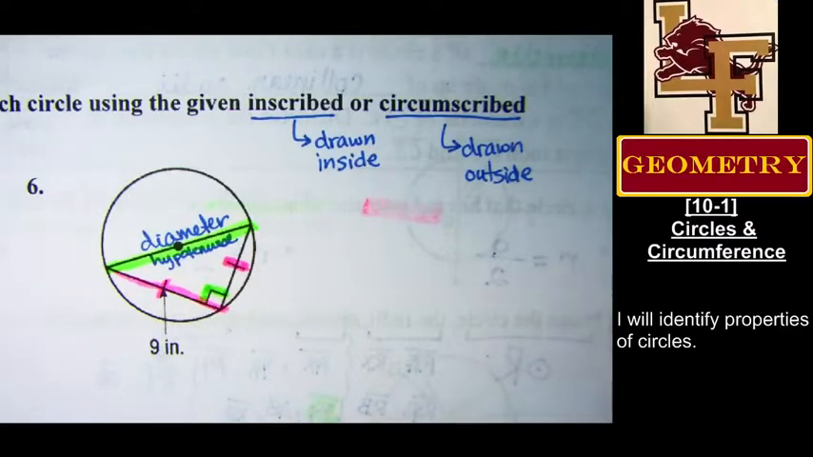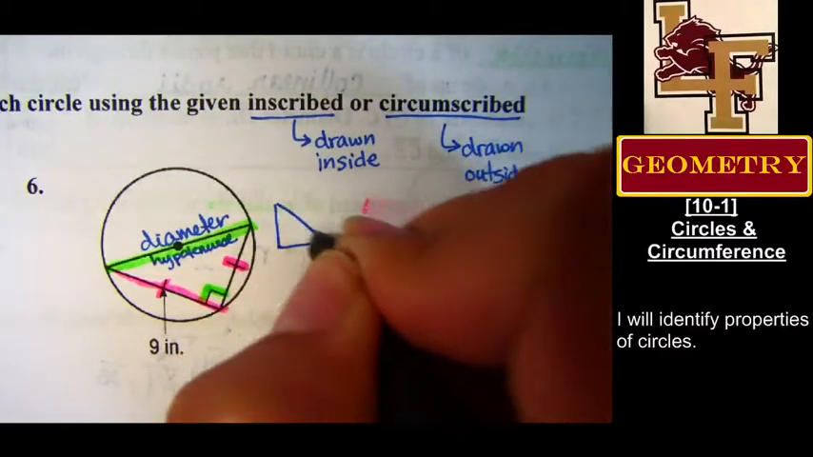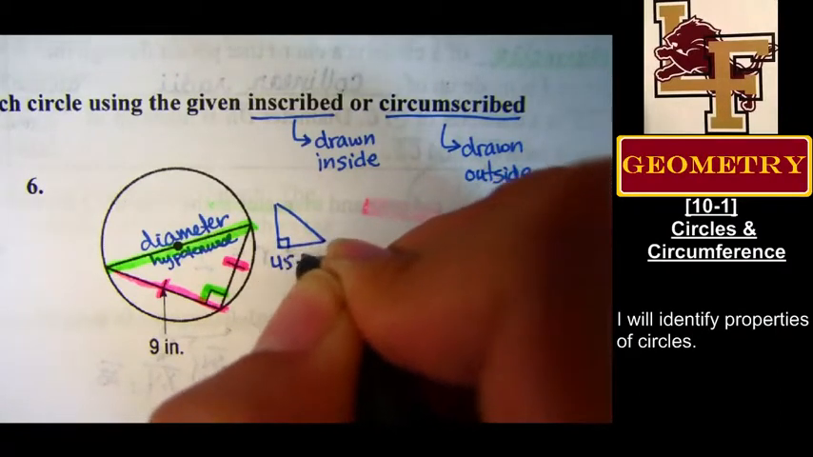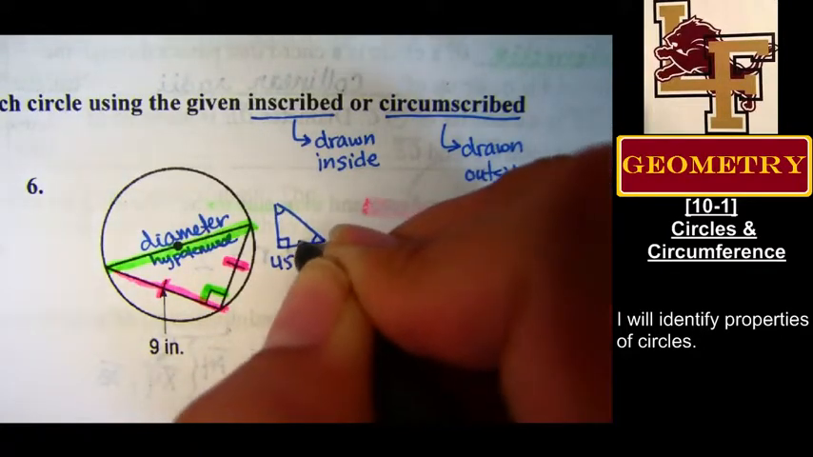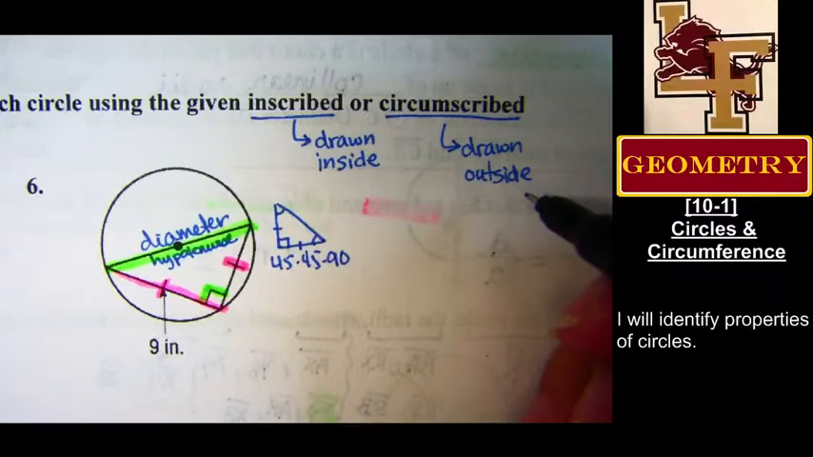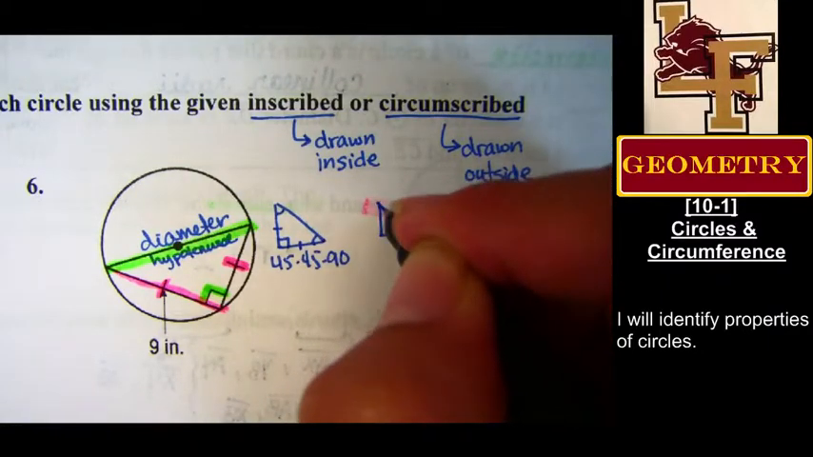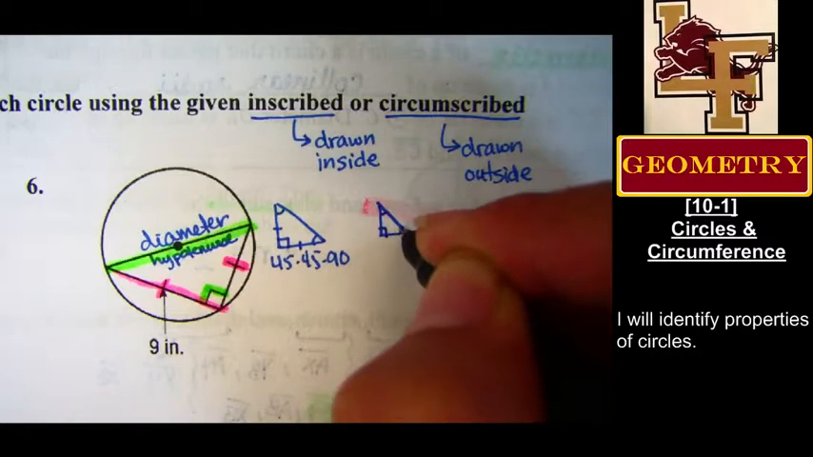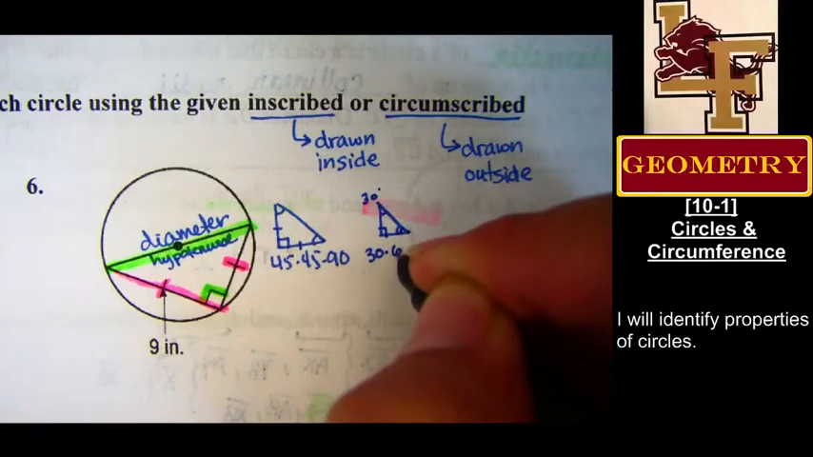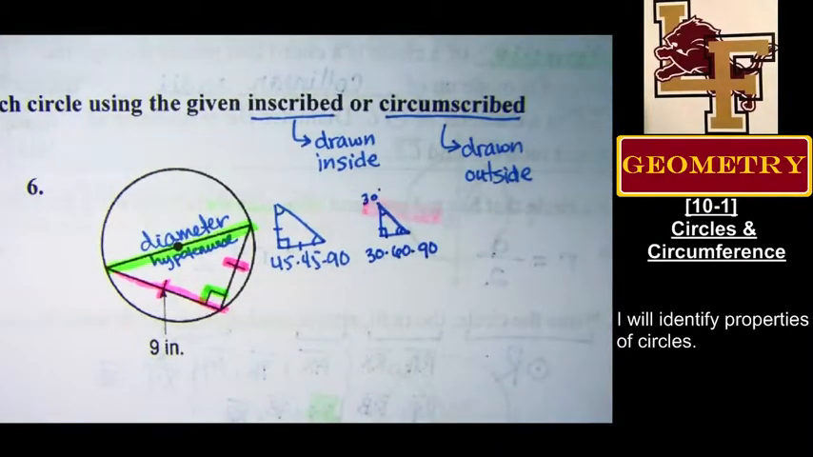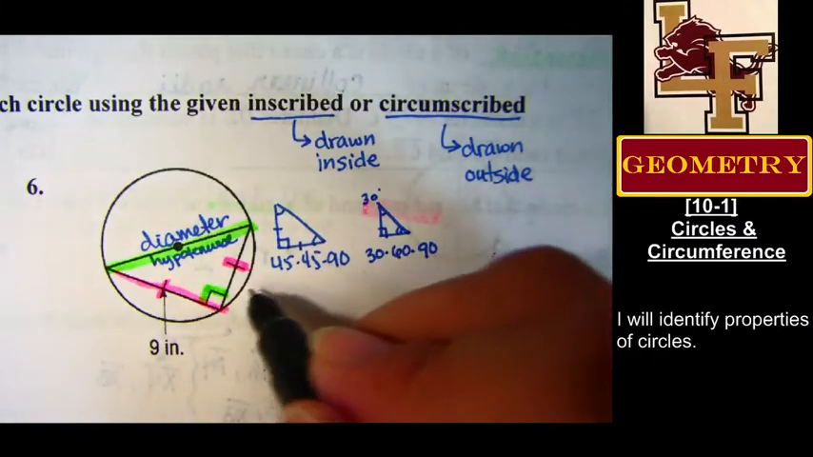No. Let's review our special right triangles real quick. We had our 45, 45, 90, which had these two angles congruent and these two legs congruent. And we had our 30, 60, 90 right triangle, where the legs weren't congruent, but we knew about the angle measures. If I look at the triangle I was given, is it one of these two special right triangles? Yes. Yeah, it looks like it's this one.